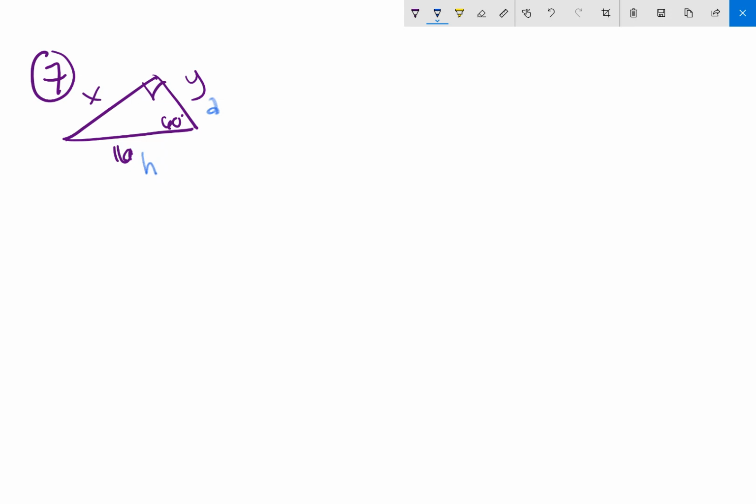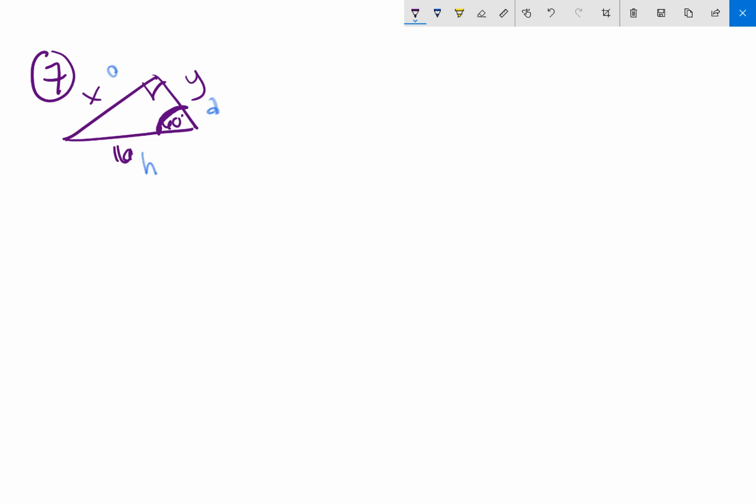For 7, looking at it, now it's a 30, 60, 90. So this is our 60. And we have y, x, and 16. So for this one, we have our hypotenuse still, our adjacent, and our opposite. So looking at what we have, because this is a 30, 60, 90, we're going to have to actually be a little bit more careful about which trig function we use, because you can kind of get away with it a little bit with 45, 45, 90s.